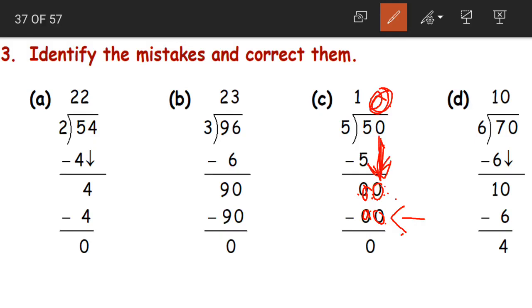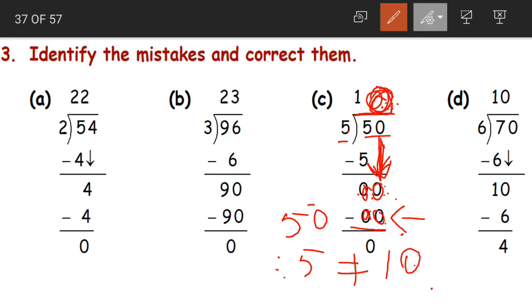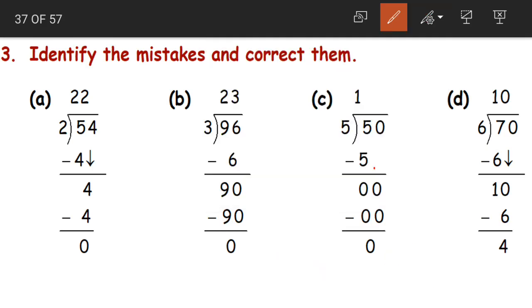So this is the mistake that they have done here. They did not write 0 in the quotient. Now the correct answer for this is 10. 50 divided by 5 is equal to 10. 50 divided by 5 is not equal to 1 children. Remember, it is equal to 10. Okay. So avoid such mistakes. Coming to question D. 70 divided by 6.